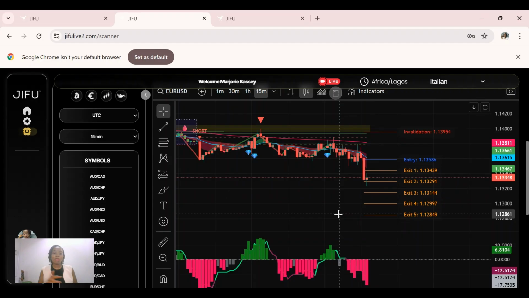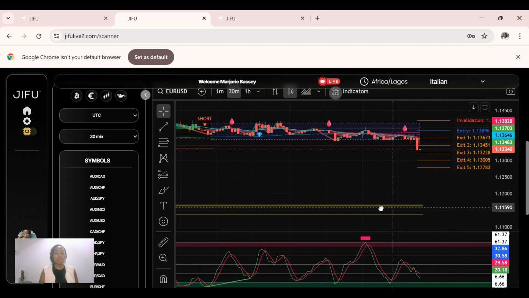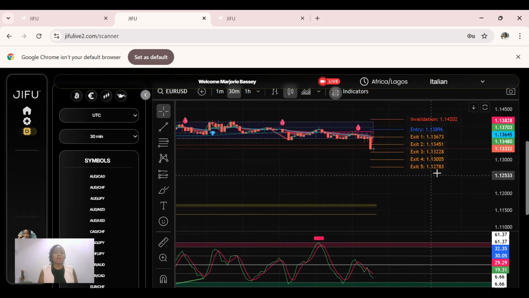Now, the second confirmation, you only need two confirmations if you're trading this second strategy. The second confirmation is this. You go to 30 minutes and 1 hour time frame and check is a trade in the same direction. If it's selling on 15 minutes, then you need to be sure that the 30 minutes time frame is also showing you a sell. You can see that the 30 minutes time frame is showing a sell and it has hit almost TP3.